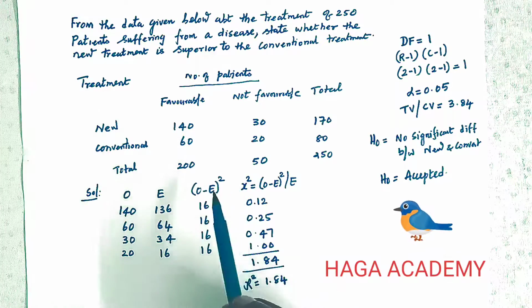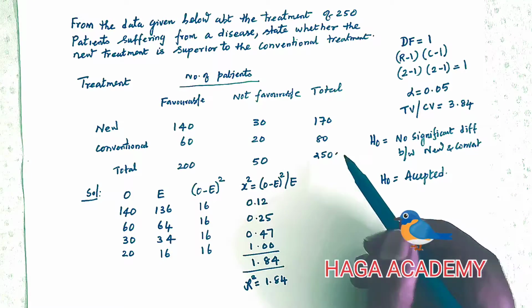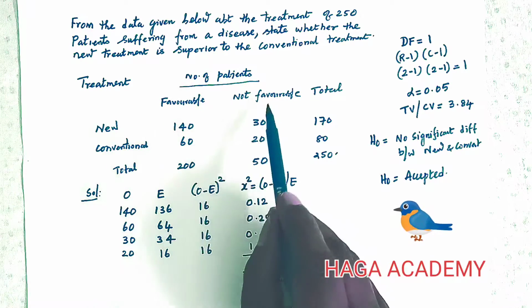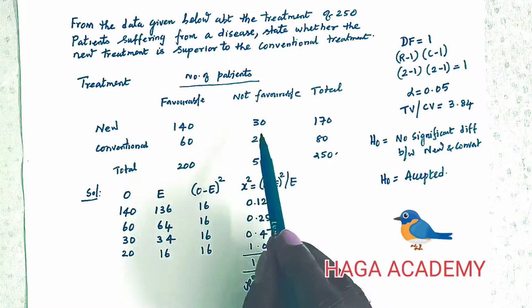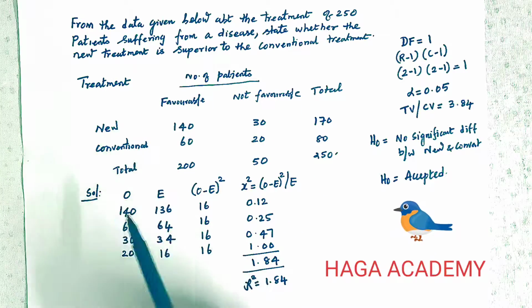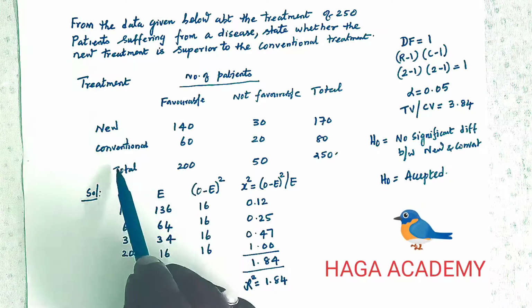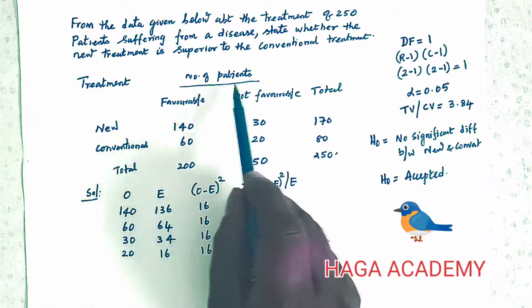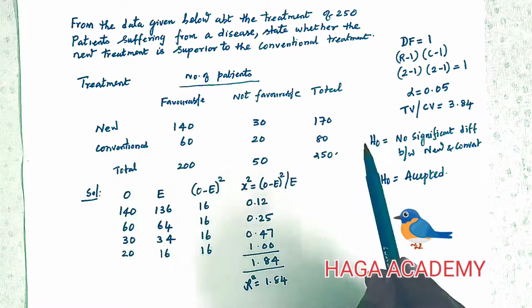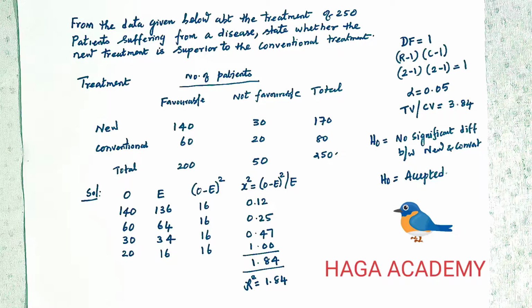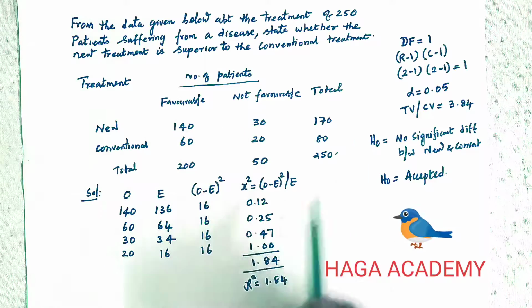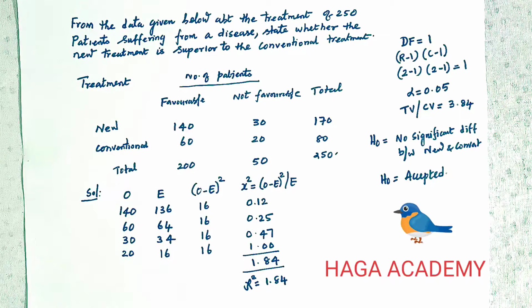We have 250 total patients, and the number of patients favorable and not favorable for the new treatment and for the conventional treatment. Two types of treatment are available, with the number of patients favorable and not favorable. Altogether 250 patients are available. This is the problem exactly. So analyze using chi-square analysis. What is the result?